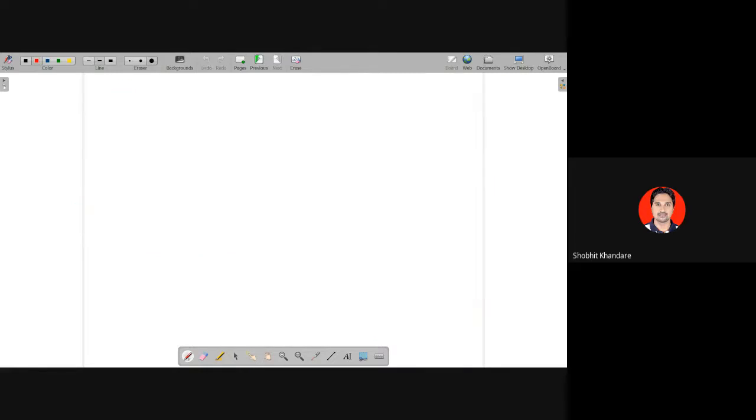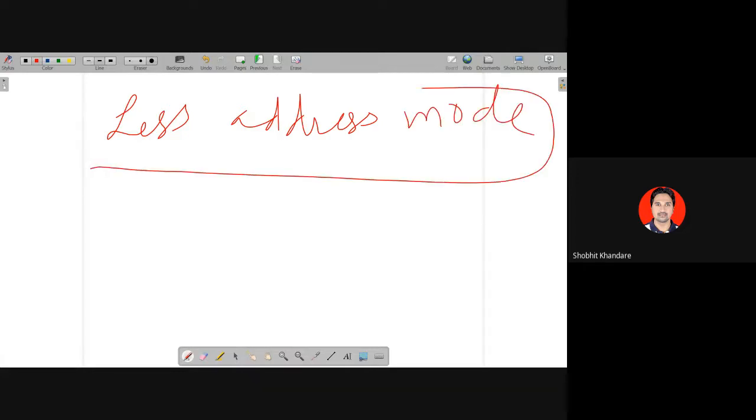Now the next feature of the RISC is that it has fewer addressing modes. For the time being, just understand that it has fewer addressing modes. Addressing modes हम जब instructions देखेंगे 8051 के, तब हम addressing modes पढ़ने वाले. So for the time being, just try to understand that it has fewer addressing modes.